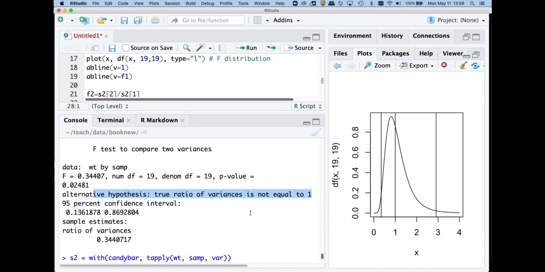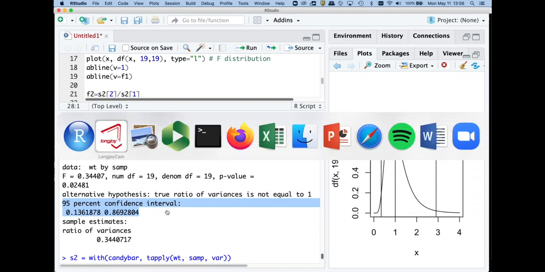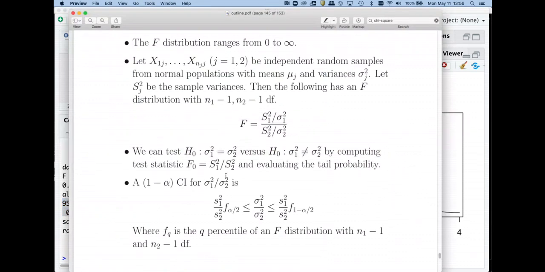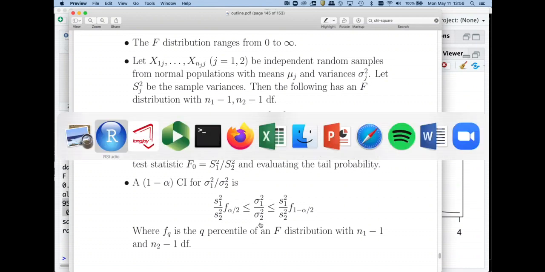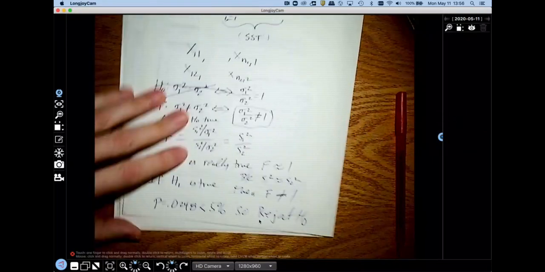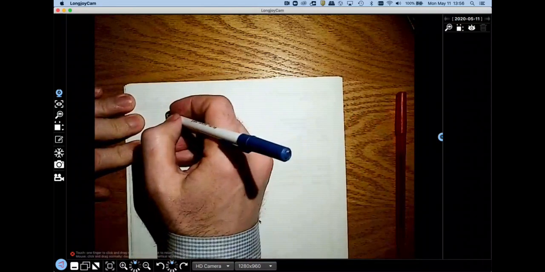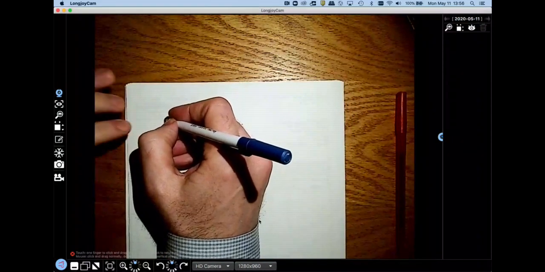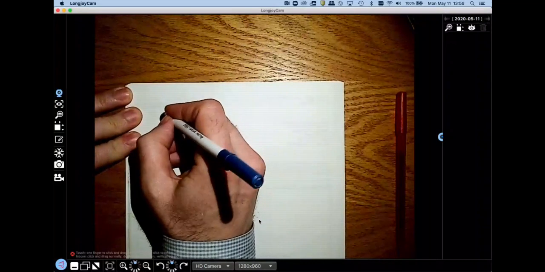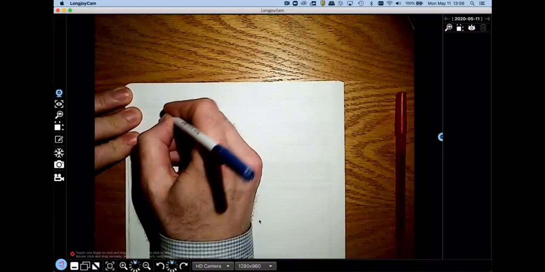Okay, one last thing. There's a 95% confidence interval. Where does that come from? So I gave the formula here, but let's try to derive this. And so I'm going to go over to the document camera again, and we're going to do the same thing that we always do with confidence intervals. I'm going to write down a true statement.